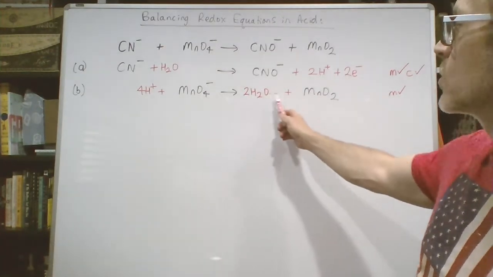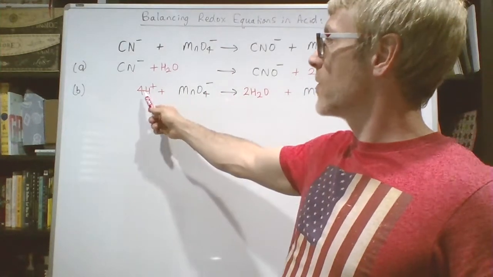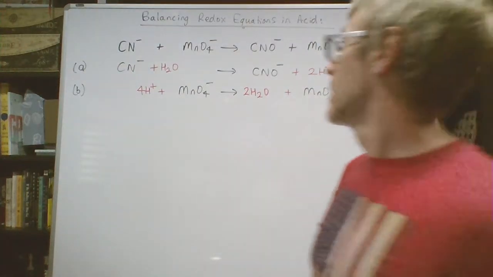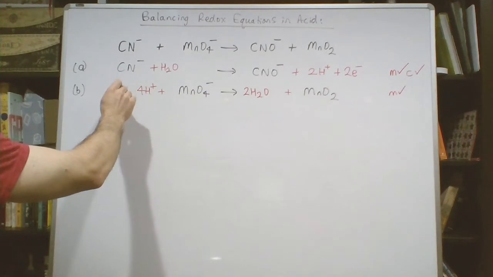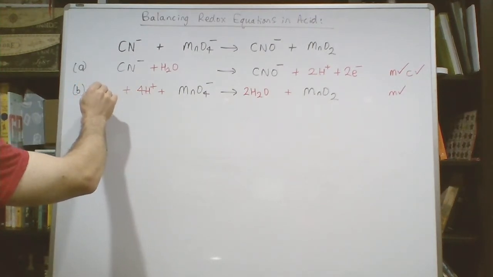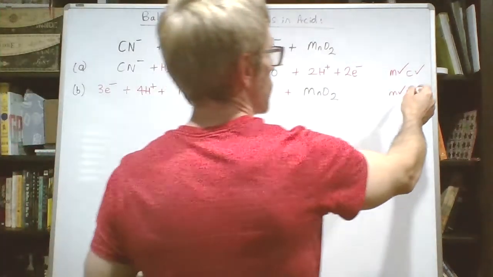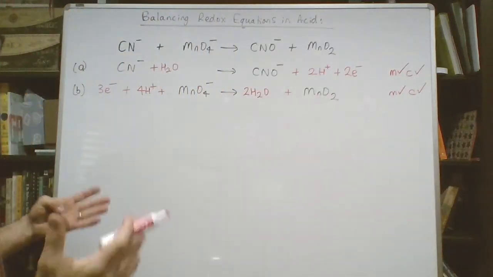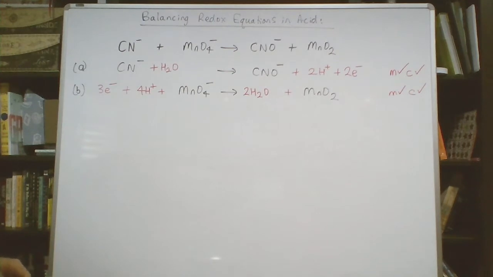Notice I have no charge on the product side, but I have a negative and 4 positives, so I have net 3 positives. So 3 positives does not equal 0. So I have to go in and get rid of those 3 positives by adding 3 electrons. So now my charge on half equation B is also 0. Or at least it's balanced, sorry. It doesn't have to be 0, it has to be balanced. It has to be the same on both sides.